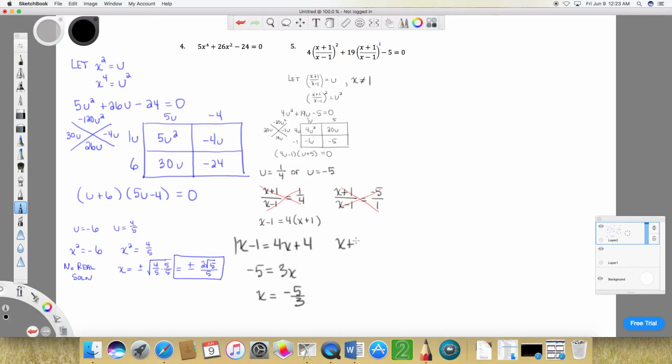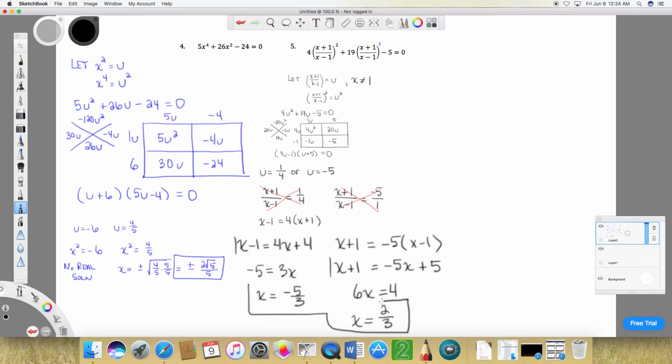All right, so over here, if I cross multiply, I get x plus 1 is equal to -5 times x minus 1. I have x plus 1. If I use the distributive property, -5x plus 5. If I add 5x to each side, and if I subtract 1 from each side, and if I divide by 6, since both of these are even numbers, that would reduce to 2/3. So here's my solution set for number 5.